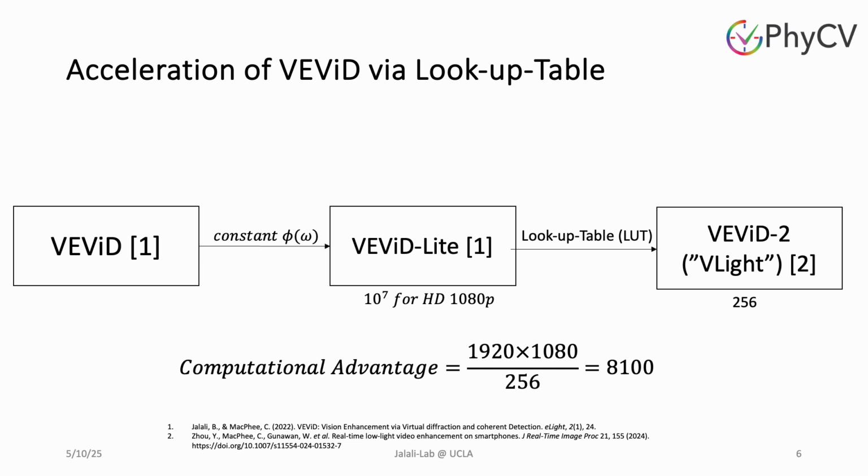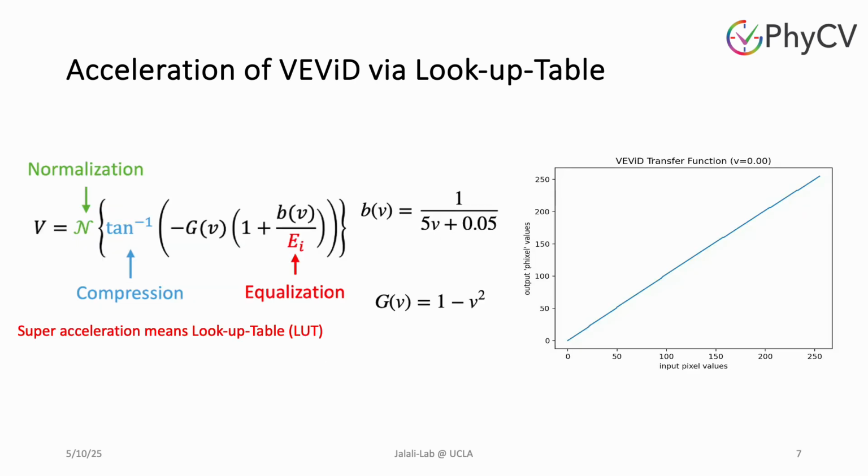Consider a 1080p image containing approximately 10^7 pixels. Instead of computing inverse tangent for 10^7 pixels, we compute an 8-bit lookup table with 256 points. This optimization offers a computational advantage of 8100, making Vivid 2 exceptionally efficient while maintaining enhancement quality.